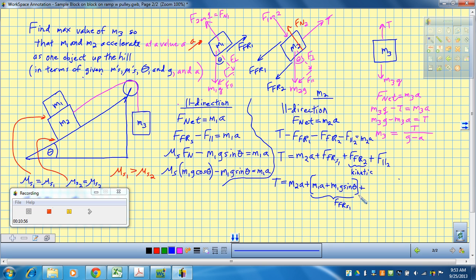plus our force of kinetic friction. Okay, so our force of kinetic friction is mu times the normal force on that block, plus force parallel 2, which is m2g sine of theta. Okay. And then I'm getting closer and closer to having this in only the variables I need. But this normal force 2 is still a bit of a problem. How big is normal force 2?